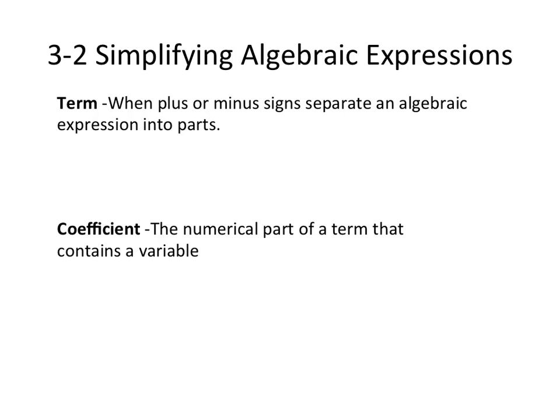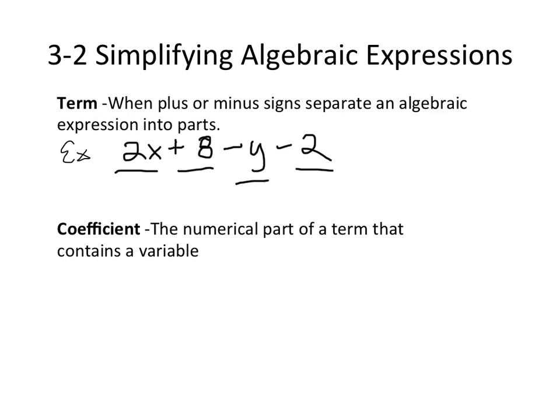The first term, or the word term, is when plus or minus signs separate an algebraic expression into parts. You can see in this example, 2x plus 8 minus y minus 2, we have four terms. We have 2x, which is separated by a plus sign. We have 8. We have negative y and negative 2. So that makes four terms in this expression.